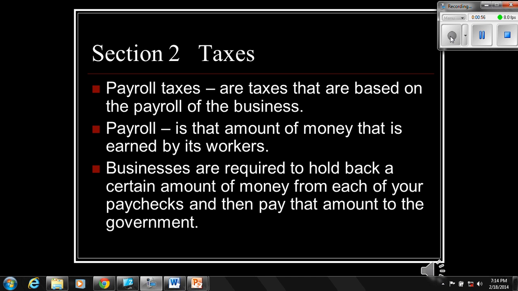And remember that businesses are required to hold back those taxes that the employee has to pay for each paycheck. After every quarter, every 3 months, they take those taxes, hold on to them, and pay them to the government. We'll get into that in the next chapter.